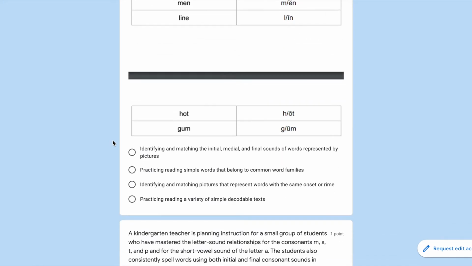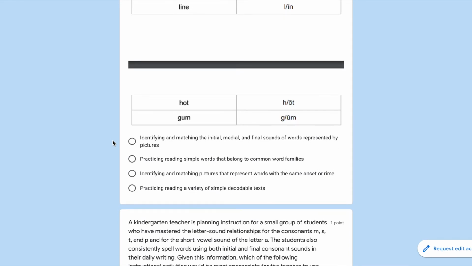All right, now next, our options here, we have: identify and imagine the initial, medial, and final sounds of words represented by pictures; practicing reading simple words that belong to common word families; identifying and matching pictures that represent words with the same onset or rhyme; and then lastly, practicing reading a variety of simple decodable text. So again, pause this, see which you would choose, and in a moment here, I'll continue.